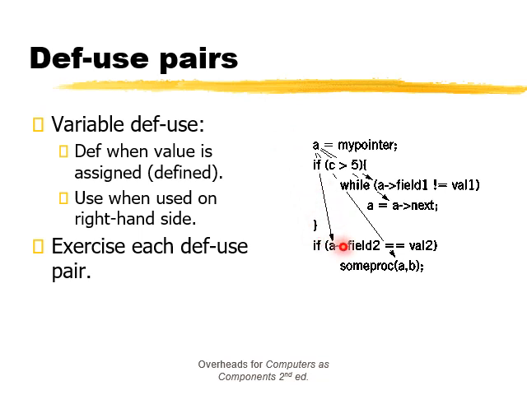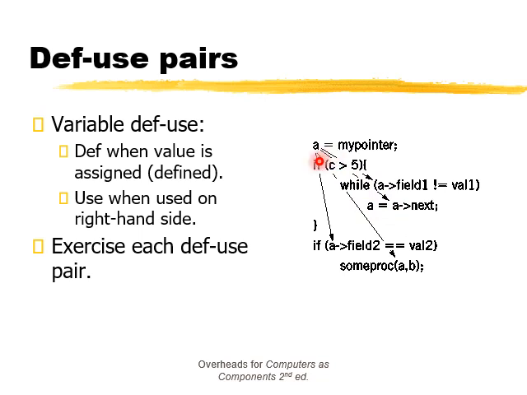The terms def and use come from compilers, which use def-use analysis for optimization. A variable value is defined. As you can see here, we have defined the value of the variable, that is a is equal to my pointer. When an assignment is made on the variable, this is a definition. A use is when the variable is used on the right side.